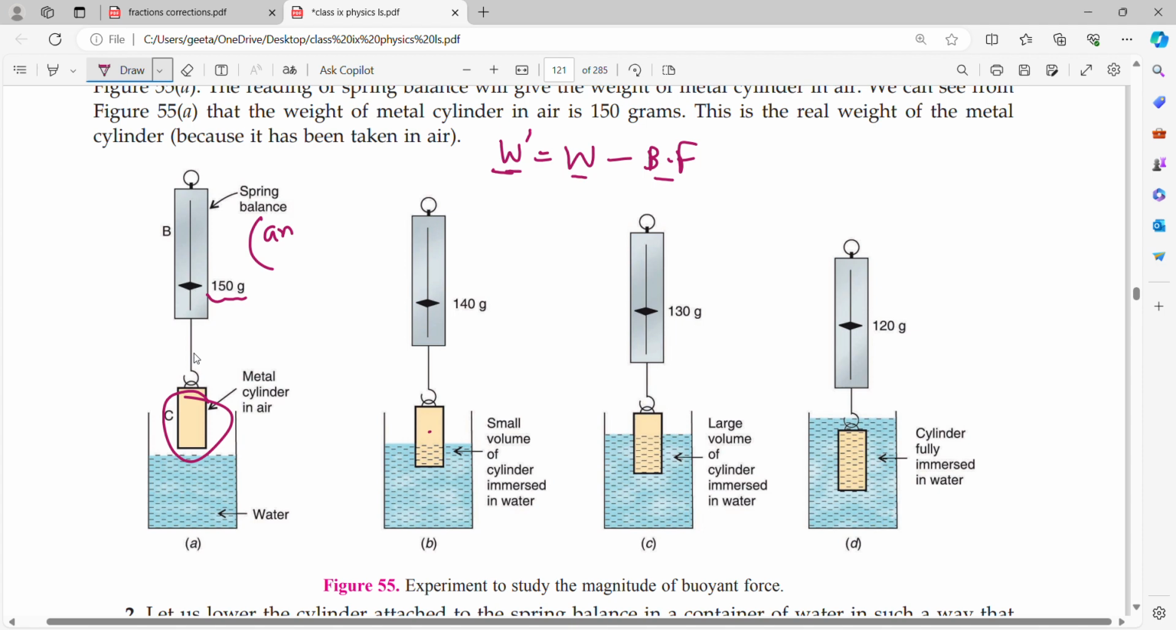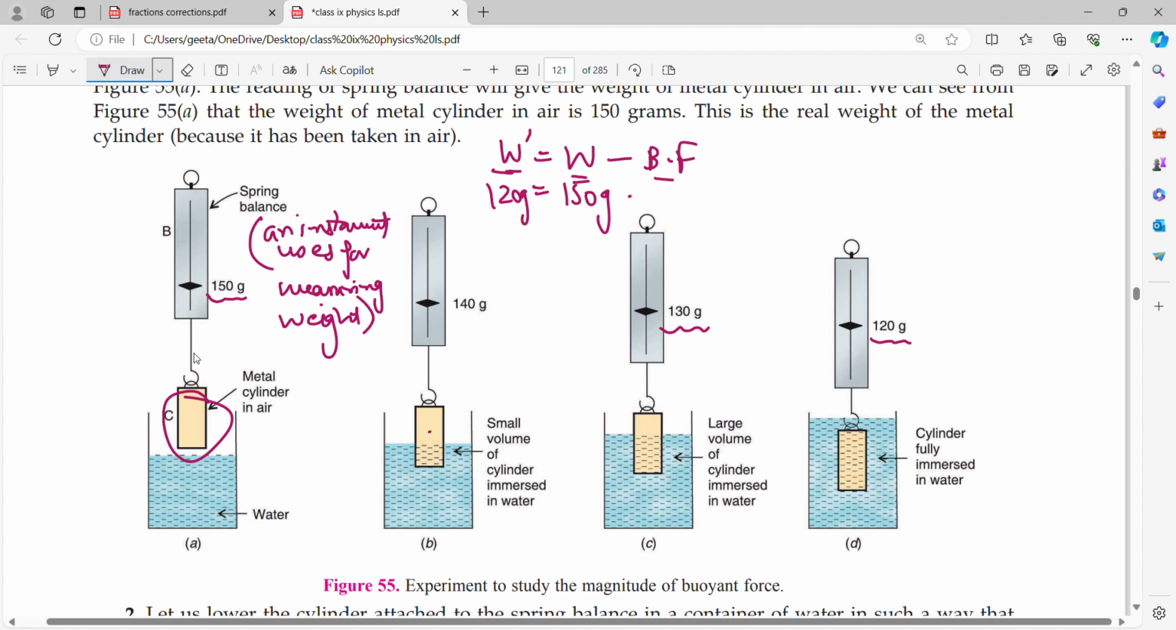Earlier its weight was 150 gram. Have you seen a spring balance? It's an instrument used for measuring weight. As more and more it goes inside the water, its weight is reduced. What was the weight of this metal block in air? 150 grams. What is its weight inside the water?